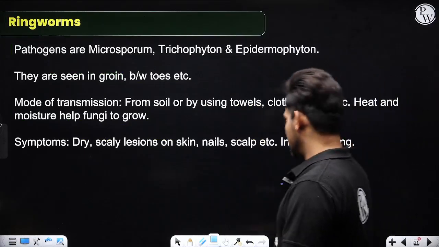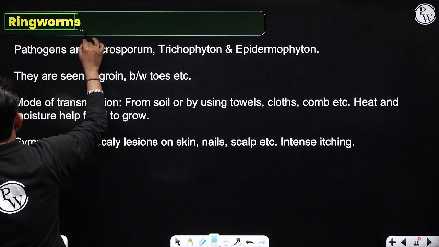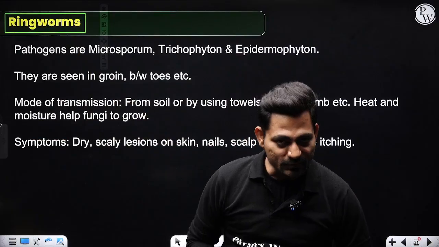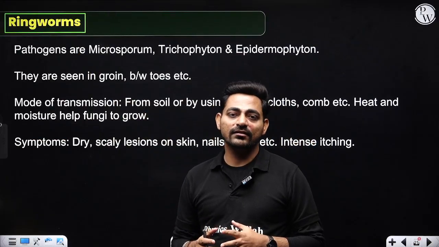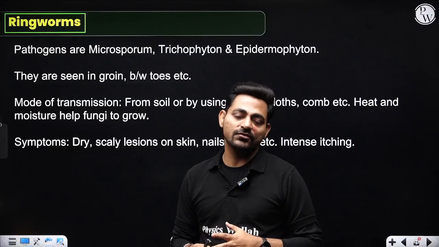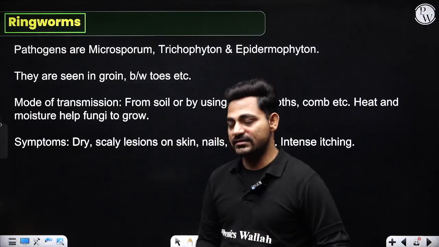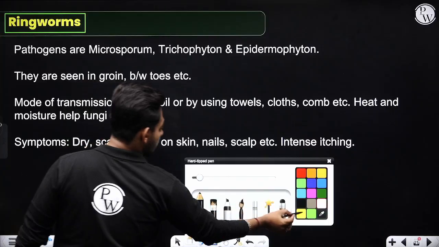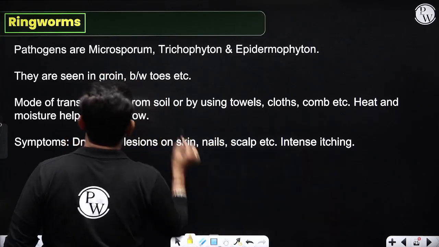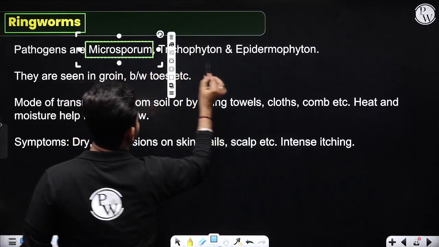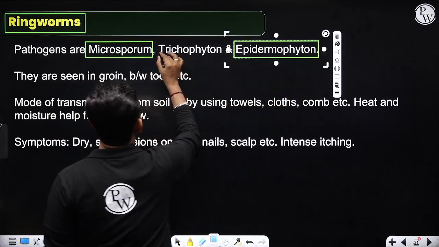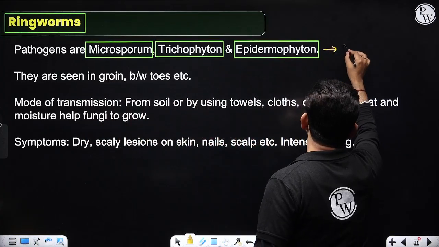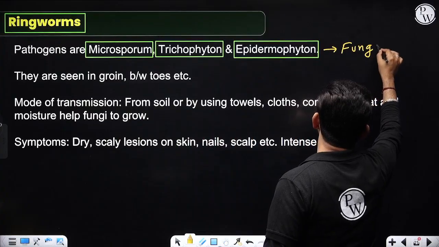Okay. Now let's talk about some fungal diseases. The name of the disease you can observe here is ringworm. Basically, they are not caused by worms or helminths, they are caused by fungi. The pathogens are Microsporum, Epidermophyton and Trichophyton. So all of them are fungi.